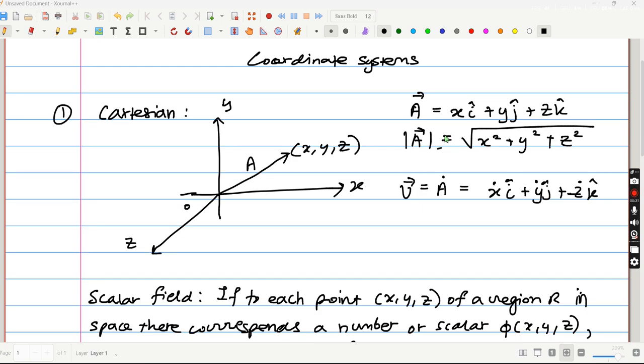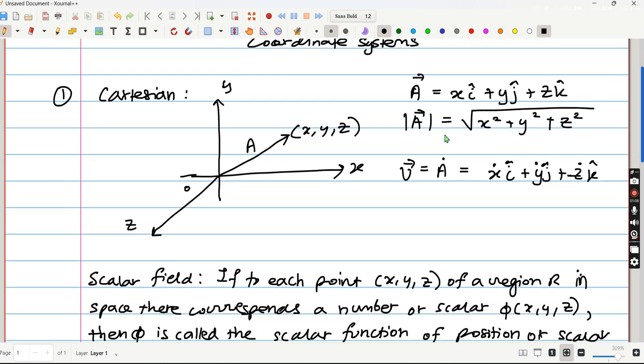You have three mutually perpendicular axes, and you have a vector given in space. So it is time independent, that means there is no time dependence. So you have this vector A, which has three components, and you have the magnitude of the vector given by the square root of x squared plus y squared plus z squared. So the sum of the squares of the three components, rooted.